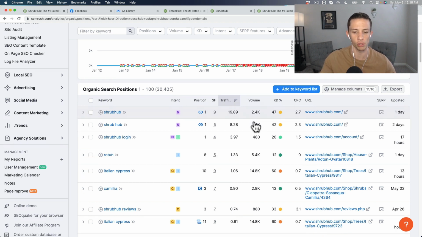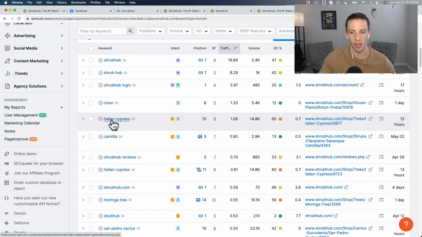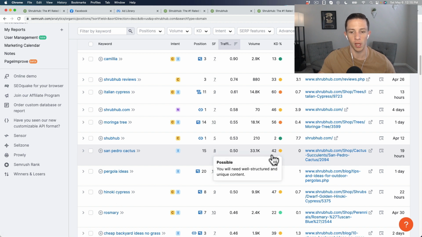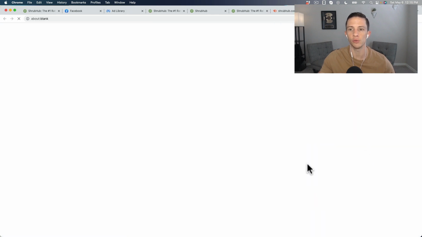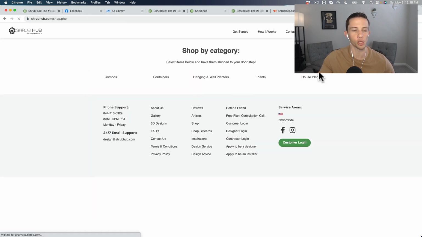That's incredibly crucial. And then some of the other keywords here, it looks like they're just ranking for info on types of trees. And they probably pick these for low competition and high traffic, like a San Pedro cactus. What is a San Pedro cactus? I'm not too sure. I'll open it up in a new tab. Oh, wow. I didn't even realize this. Looks like you can buy a San Pedro cactus on ShrubHub. So they're making money here on the back end with e-commerce. That is really interesting. What happens if we go to shop?